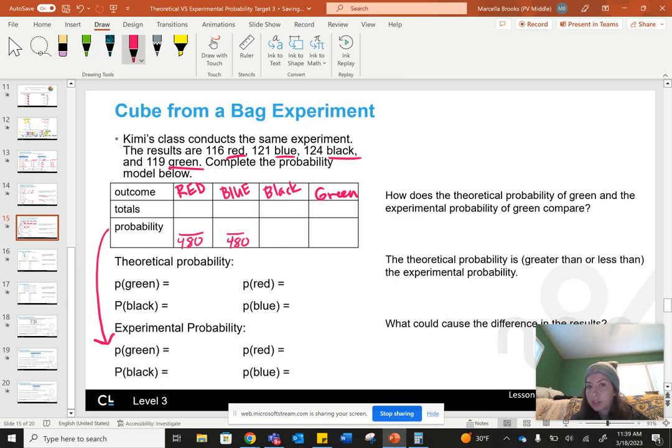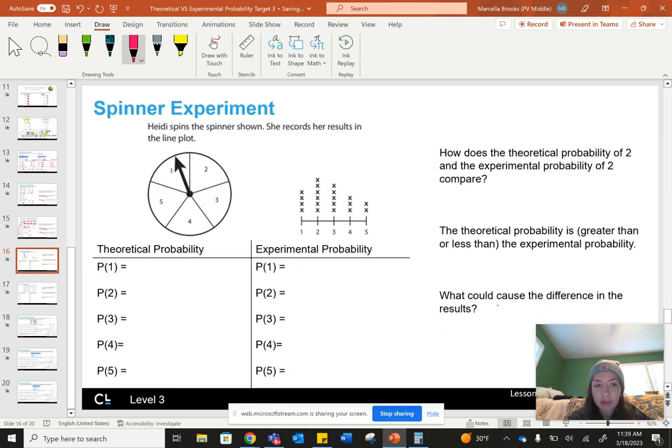So that's from the totals. Then I want you to compare the theoretical probability of green to the experimental probability of green. Okay? That's all I want you to do. I know it's a lot of steps, but just take it little by little.